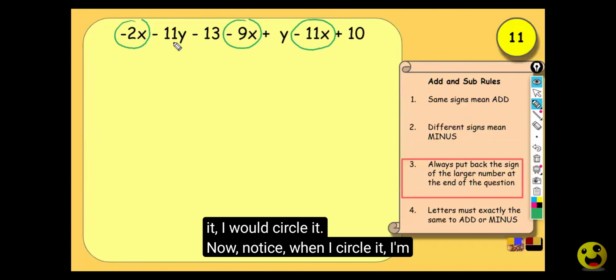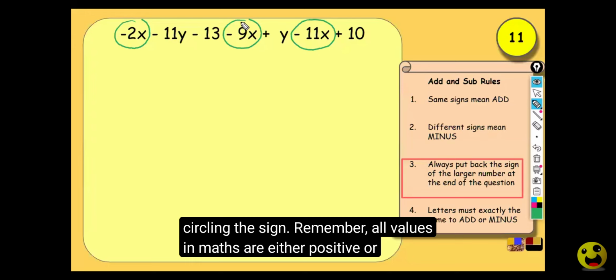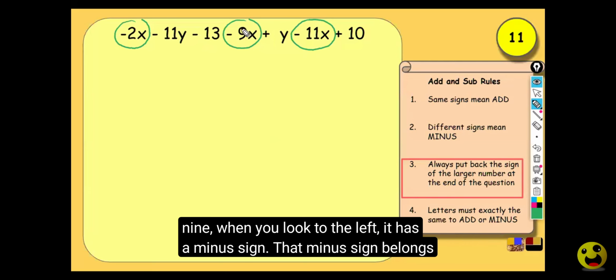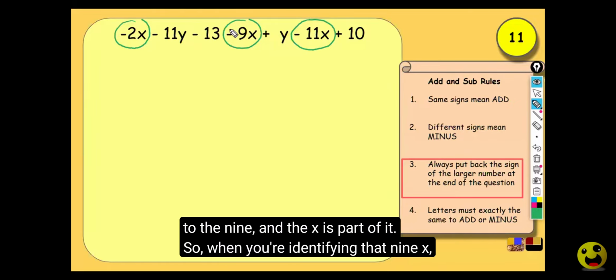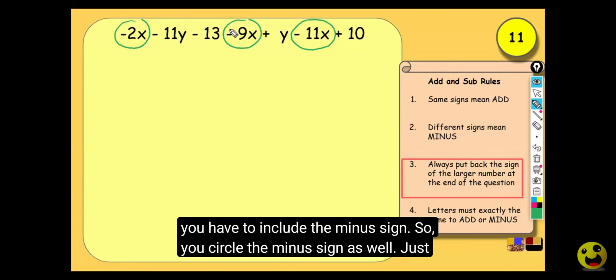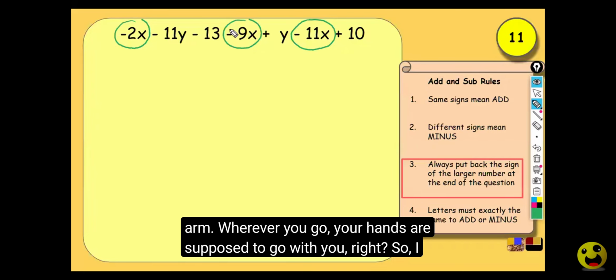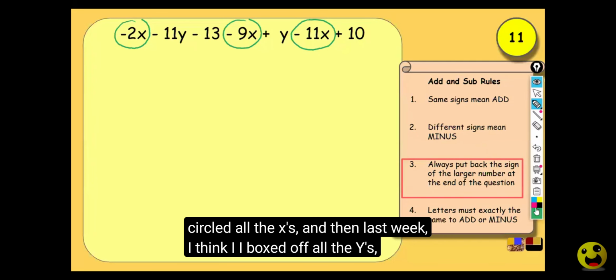Now notice when I circle it, I'm circling the sign. Remember, all values in maths are either positive or negative. And to figure out the sign, you have to look to the left. So this 9, when you look to the left, it has a minus sign. That minus sign belongs to the 9 and the X. It's part of it. So when you're identifying that 9X, you have to include the minus sign. So you circle the minus sign as well. Just like how your hand is part of your body, you won't want anyone cutting off your arm. Wherever you go, your hands are supposed to go with you, right? So I circled all the X's.